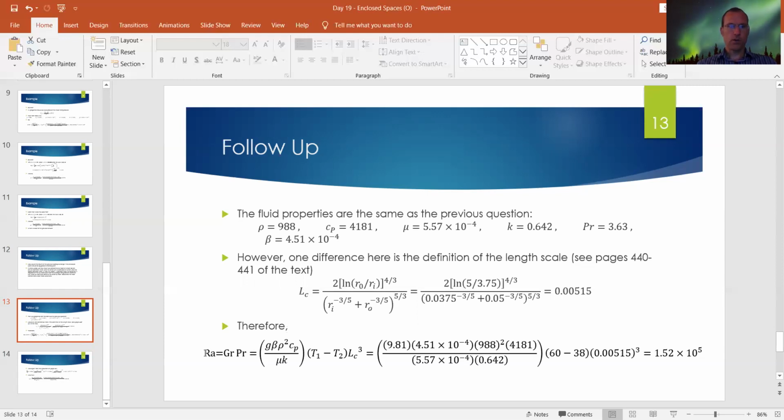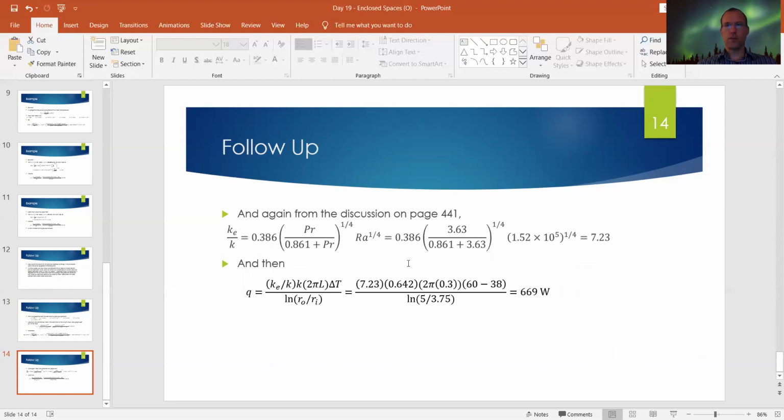Then I can plug that into my equation for GrPr, or Rayleigh number, the same one as before, with all these values. Pretty much, again, the only thing here that changes is this length scale. So instead of being 1.25 centimeters, it's now this length scale, 5.15 millimeters essentially. Gives me a Rayleigh number of 1.52 times 10 to the 5th in this case.